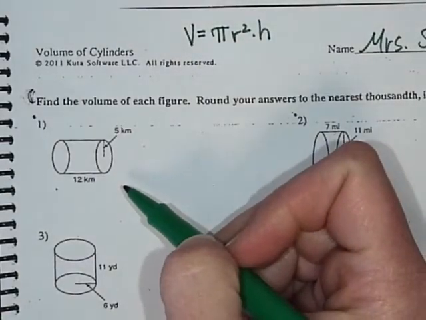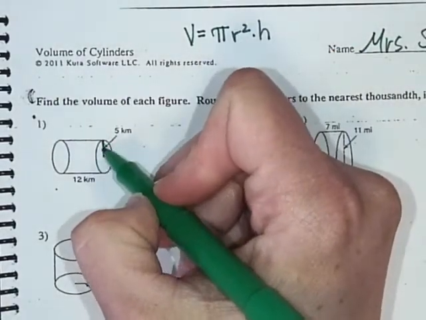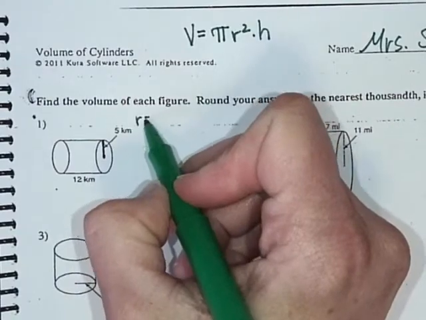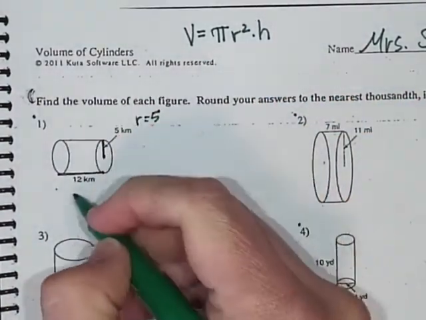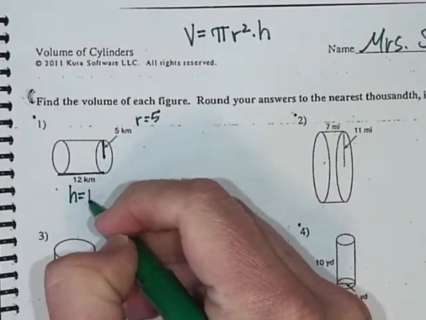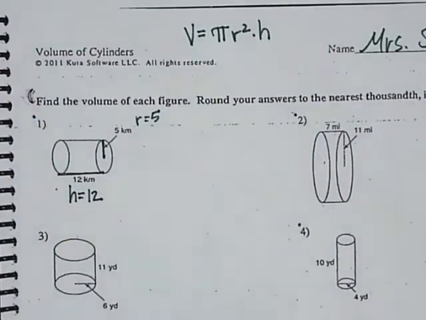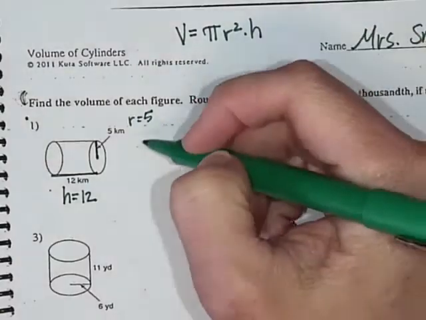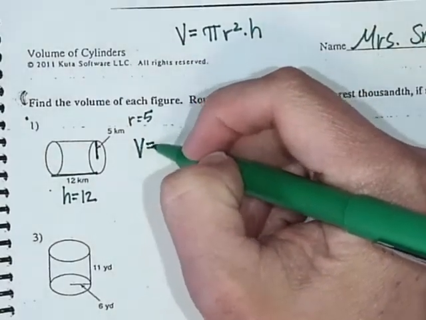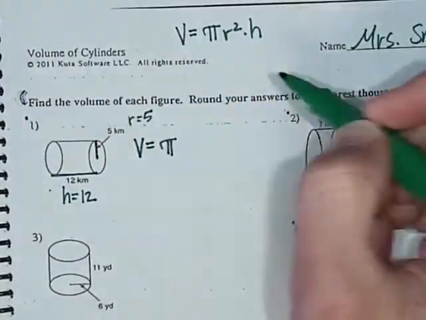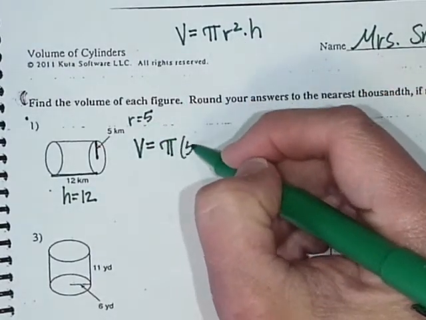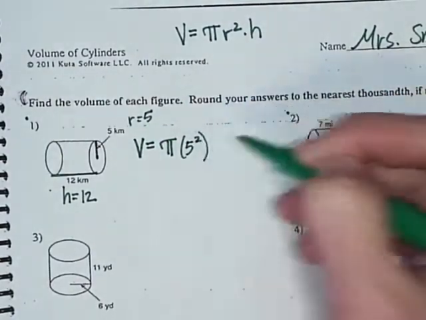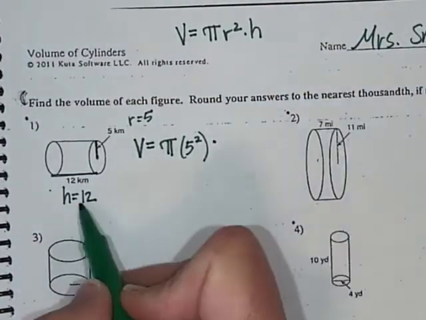Okay, so this right here, like we said, is our radius. So r is going to equal 5. And we talked about how this right here is our height. Height is going to equal 12. So plugging that into our formula, we're going to say volume equals pi. And then instead of r squared, we'll plug that 5 in. So we'll have 5 squared times the height, which is 12.